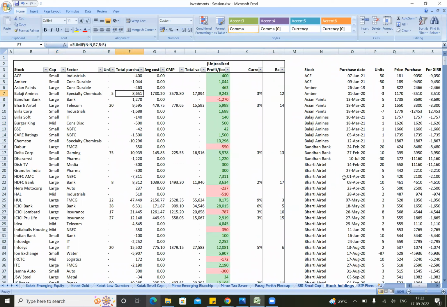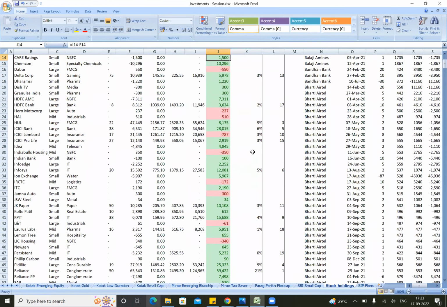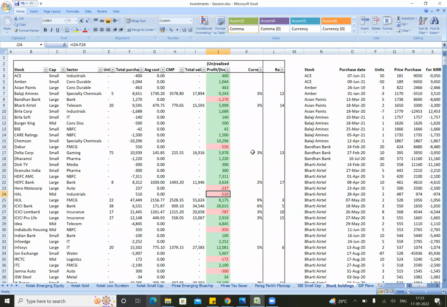Total purchase would be nothing but the total amount because there would be no negative amount. So this is the total, which shows 8651. Average cost is nothing but 8651 divided by 5. Current market price, I keep updating, as I said, and total value will be calculated through formula. This is the current unrealized profit, which is 9243 from Balaji Amines. Accordingly, the entire sheet captures each and every investment, realized or unrealized profits and loss.